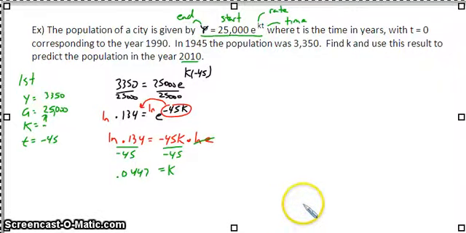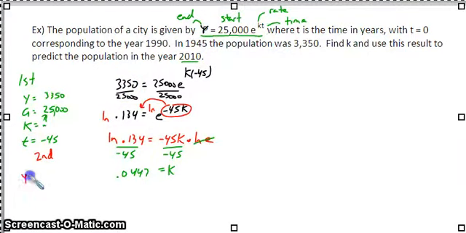Welcome back to the second part of Trig 5.5 notes. We started the previous problem and got to the part where we were solving for k. So now when we look back at the problem, once we know what k is, we can answer the second part, which is finding the population in the year 2010.